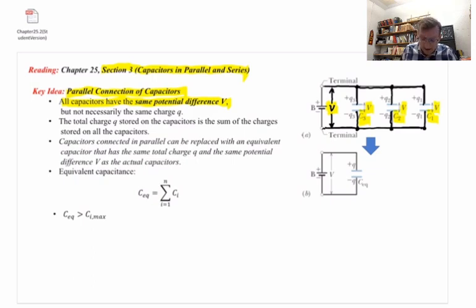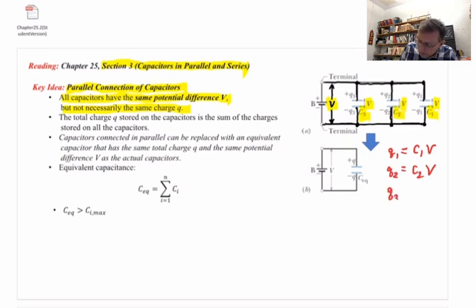But because they have different capacitances, they don't necessarily have the same Q. In fact, if their capacitances are different, they'll have different Qs. We can write down the formula for the Q on each one. For capacitor 1, its charge Q1 will be C1V. For capacitor 2, its charge Q2 will be C2V. And for capacitor 3, its charge Q3 will be C3V.